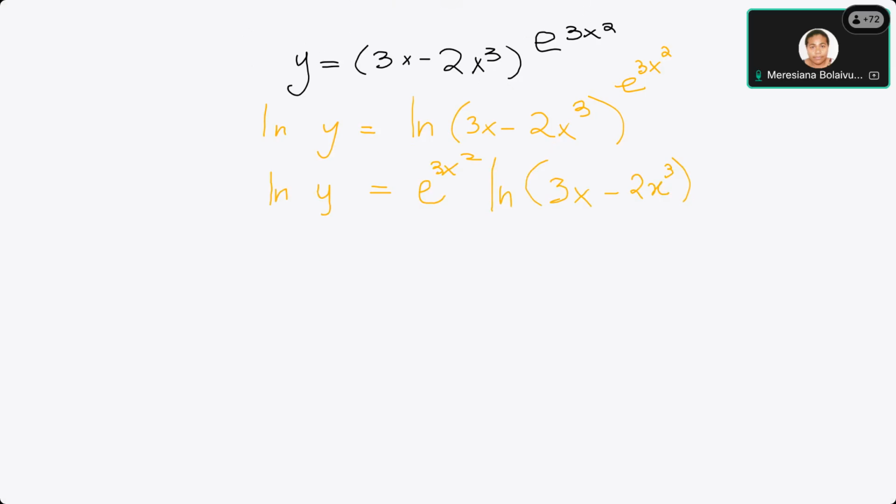Now we differentiate both sides. The derivative of ln y is 1 over y times dy over dx. And the derivative of the second function, this is f. Mind you, this is f. And the second one is g.